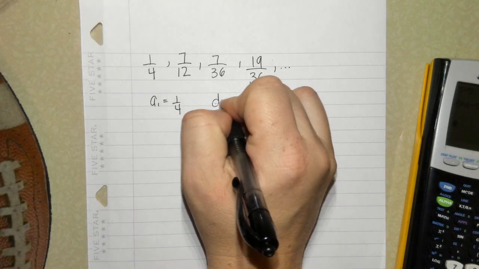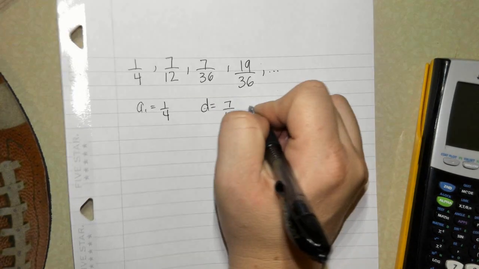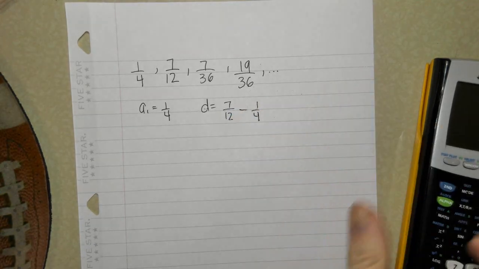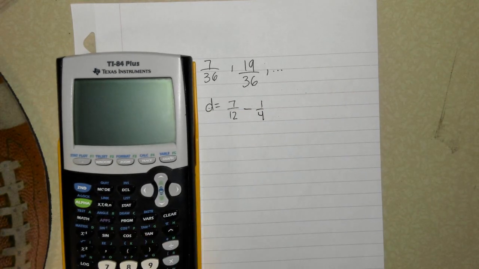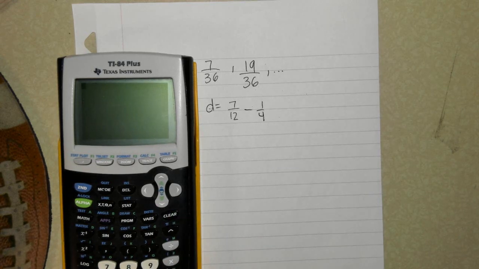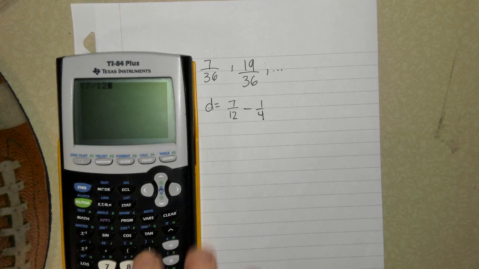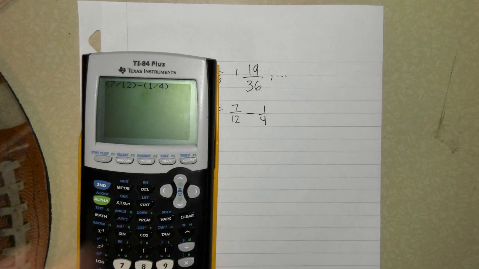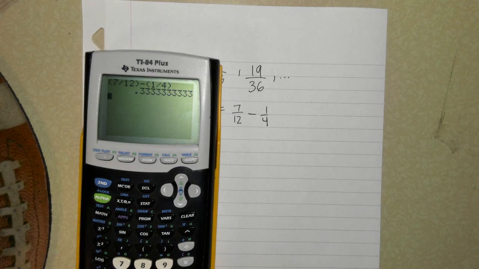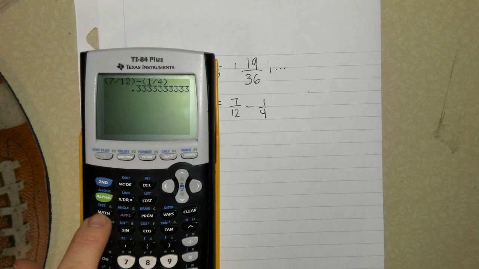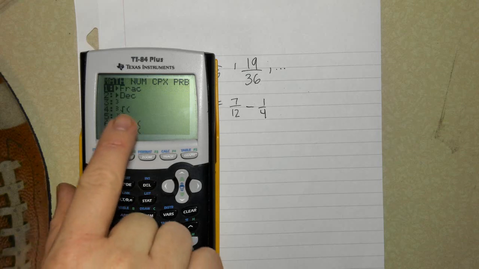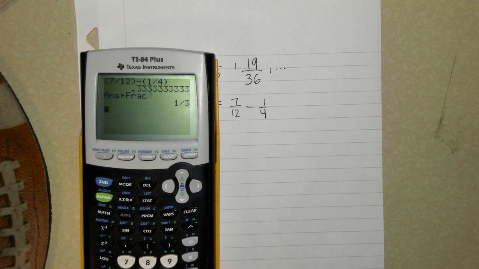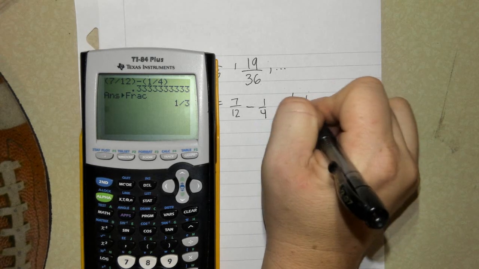The common difference is: write down the second term, subtract the first. Don't bother with finding a common denominator unless you can do it real quick. We're going to use our calculator to do the hard stuff. Type in 7/12 in parentheses, then subtract, in parentheses, 1/4. This is a subtraction sign, not a negative sign. You're going to get a decimal. On the left-hand side, you're going to find the button that says math. Press it once. Fraction is highlighted, and press enter twice. The common difference is 1/3.